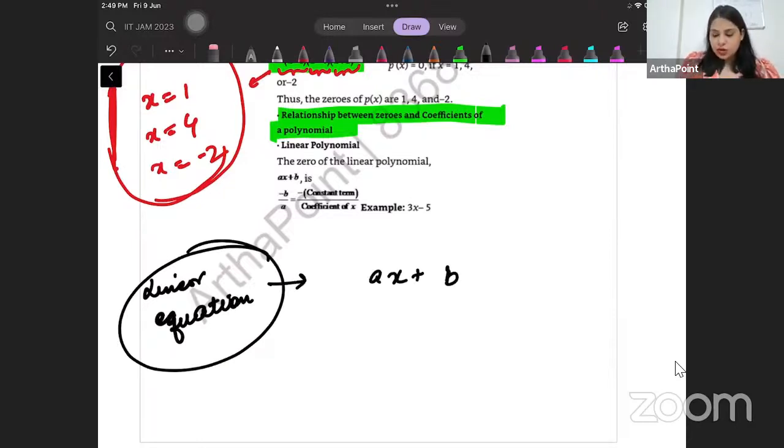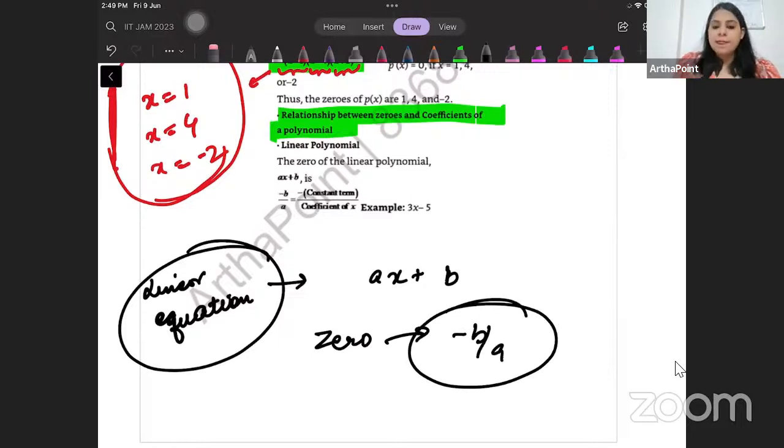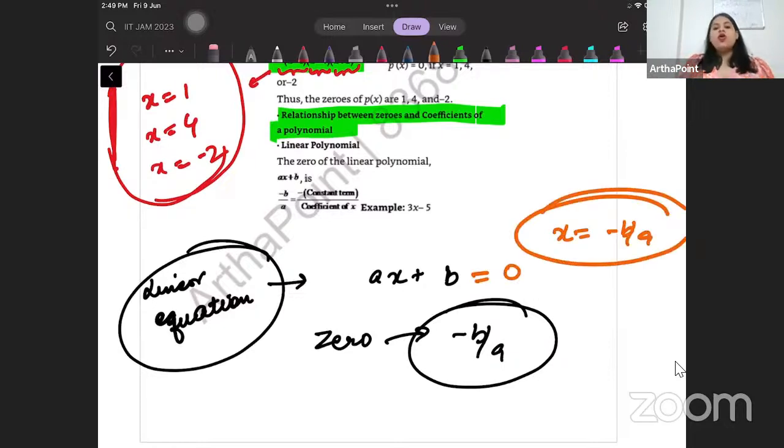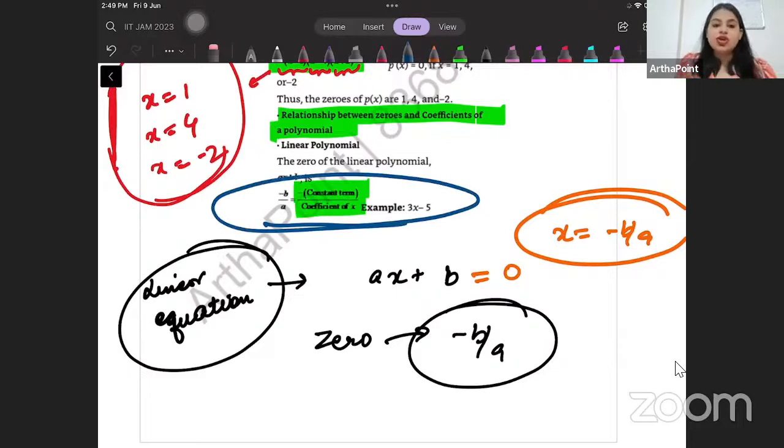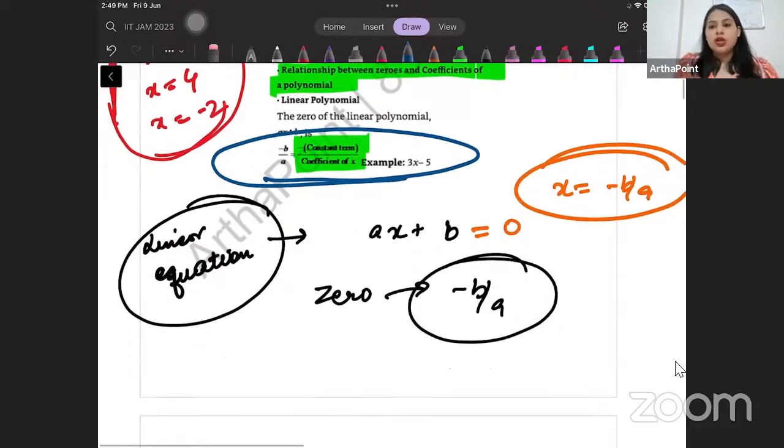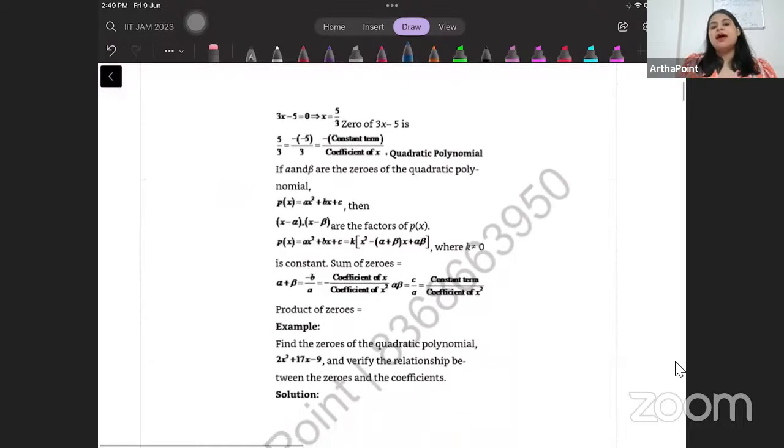In this linear equation, simply the zero of the polynomial is minus b by a. Check kar lo. Put this equal to 0. X की value minus b by a to आएगी. So the zero of the polynomial is simply constant term upon coefficient of x. This can come in exam. This is a relationship. So the zero of the polynomial will be minus b by a.